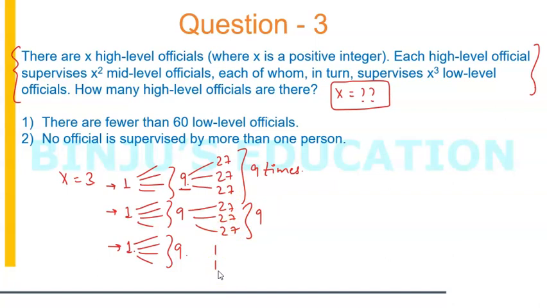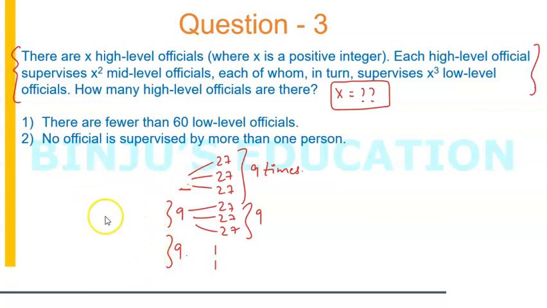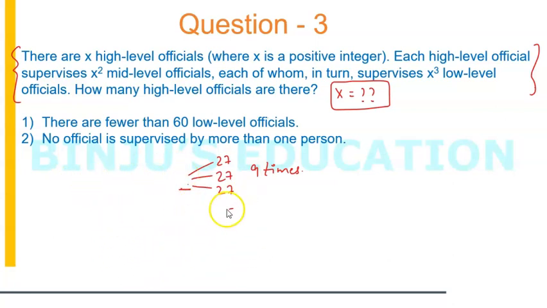Okay, there are X high level officials. Each high level official supervises X square mid level officials, each of whom in turn supervises X cube low level officials. Right, this is just to make you understand. Now let's see what information is given to us. There are fewer than 60 low level officials.